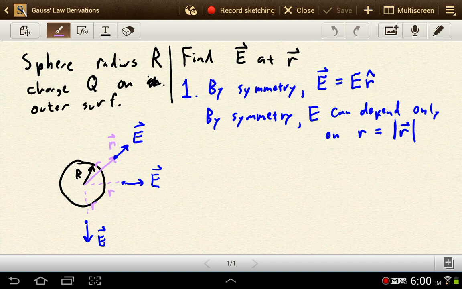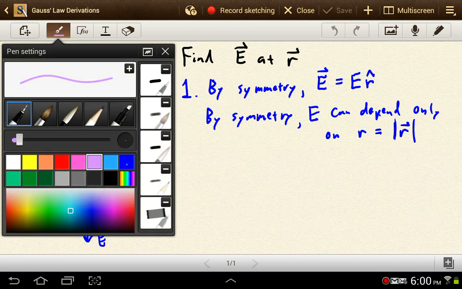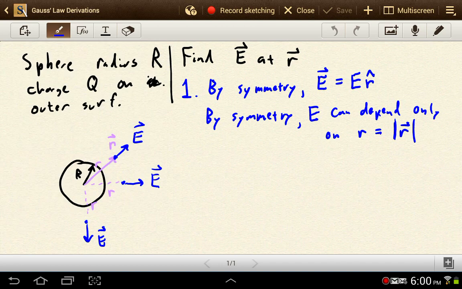Sorry. Anyway, so that takes care of setting up as much as we can by symmetry. Now at this point, we have to actually construct a Gaussian surface.